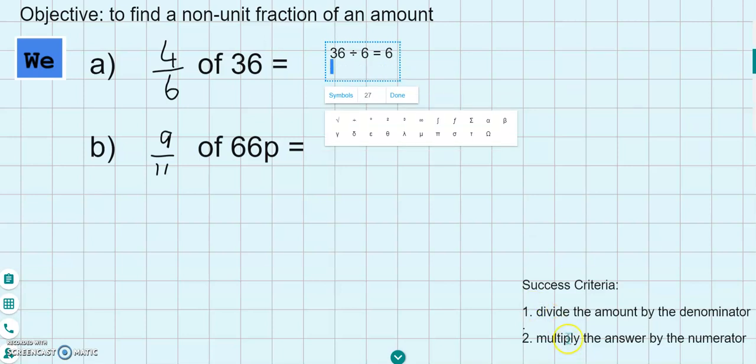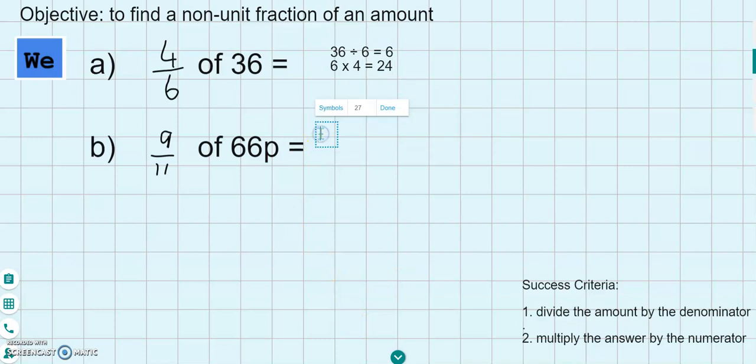And then following my second step, multiplying that answer by the numerator, you write down your calculation. I hope you've written down 6 multiplied by my numerator, which is 4. And that gives me 6 times 4, 24. Did you get it right?